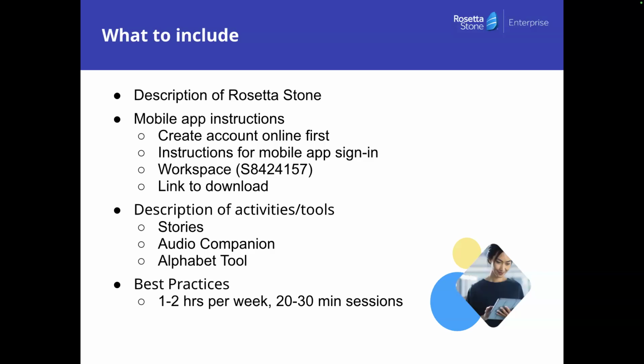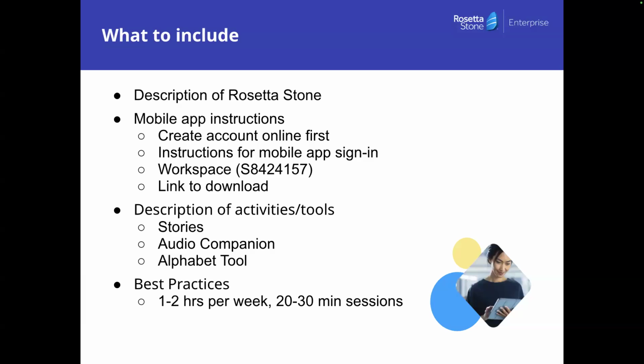For example, we recommend using Rosetta Stone for about 1 to 2 hours each week, broken up into 20 to 30-minute sessions. So that can be nice to share on your page so that learners know that's where they're going to start to see an impact or have some growth. If they're only using Rosetta Stone once a month, it's going to be hard for them to make meaningful progress in the language. You also might share some of those other tips that I talked about, like language learning buddies or using other resources and materials in the target language.